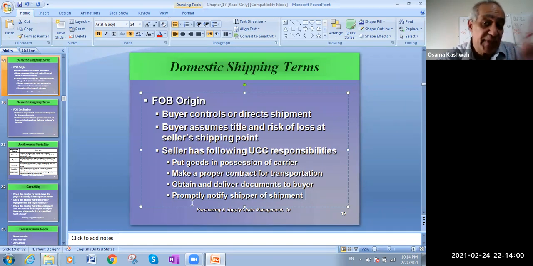But the seller is not responsible for the risk of the goods. If it sinks in the water or if it's spoiled, this is not his responsibility. That's in a contract based on free on board, FOB. All the responsibility of the risk goes to the buyer, not to the seller.